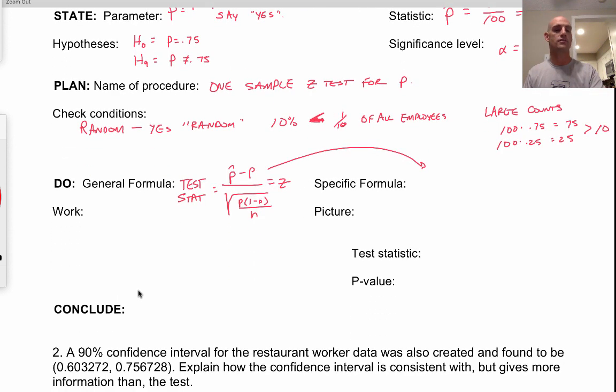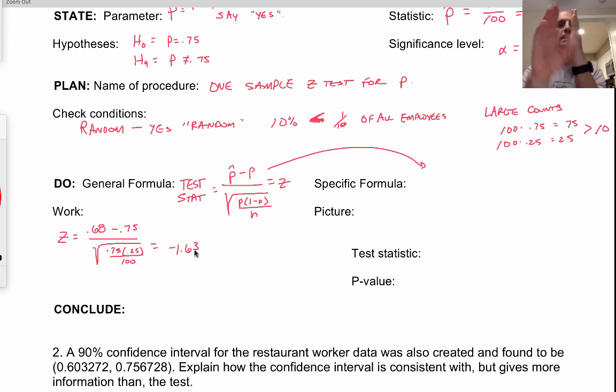So let's plug in our values. What do we actually have? Well, in this case, our z is going to be equal to 0.68 minus 0.75, what the manager found, minus the null, over, under our square root goes 0.75 times 0.25 over 100. And that's going to be equal to negative 1.63. Think about that for a second. Does the answer make sense?